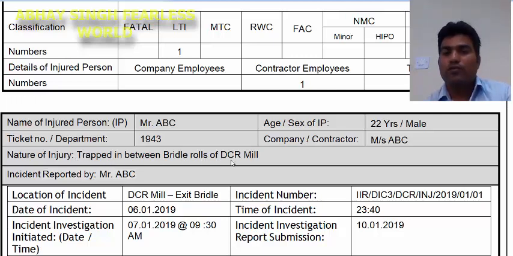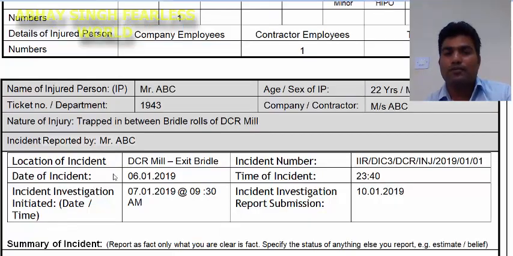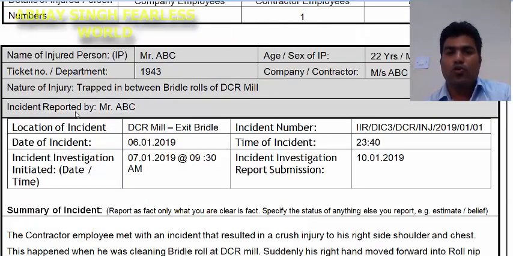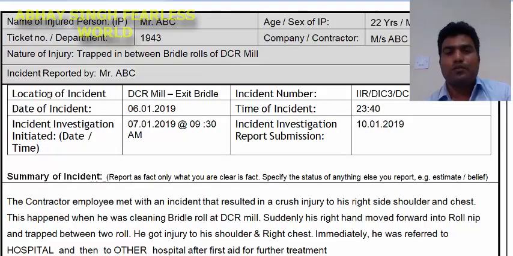What was the nature of injury? Trapped in between brittle roll of DCR mill. And incident reported by Mr. You can put name of that person. And location of incident. What was the location of incident? Location of incident was DCR mill, exit brittle. And incident number, according to your company, you can put here.